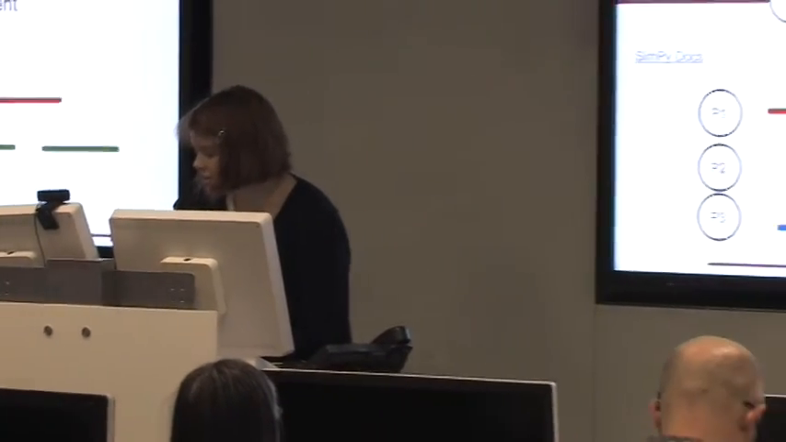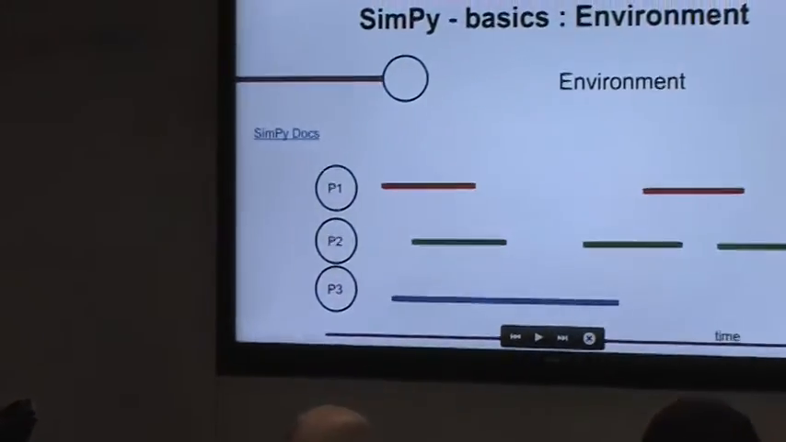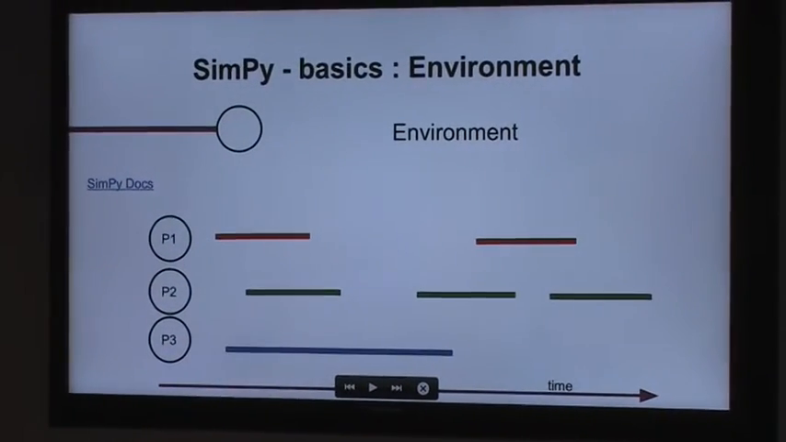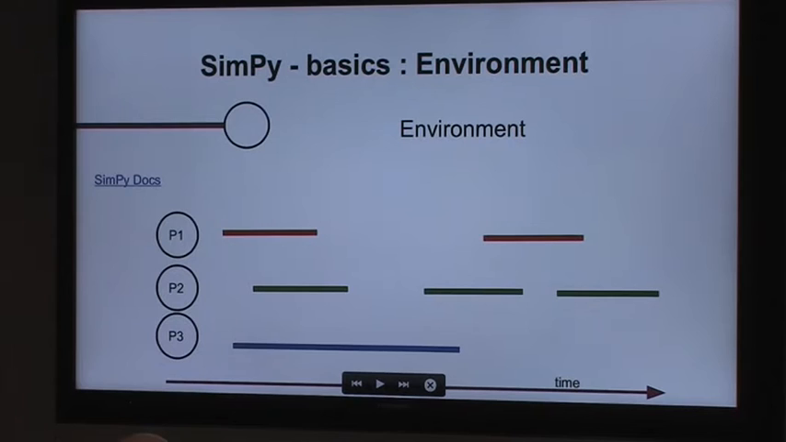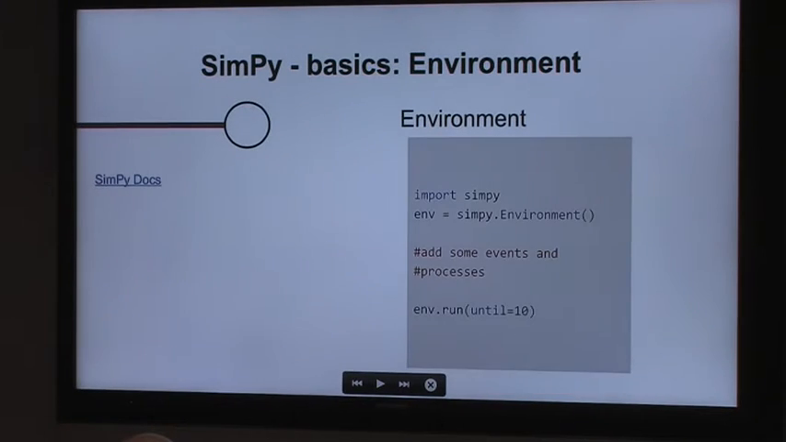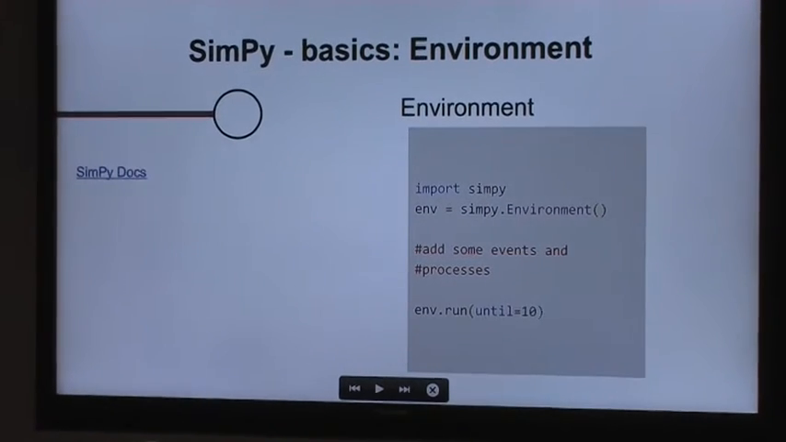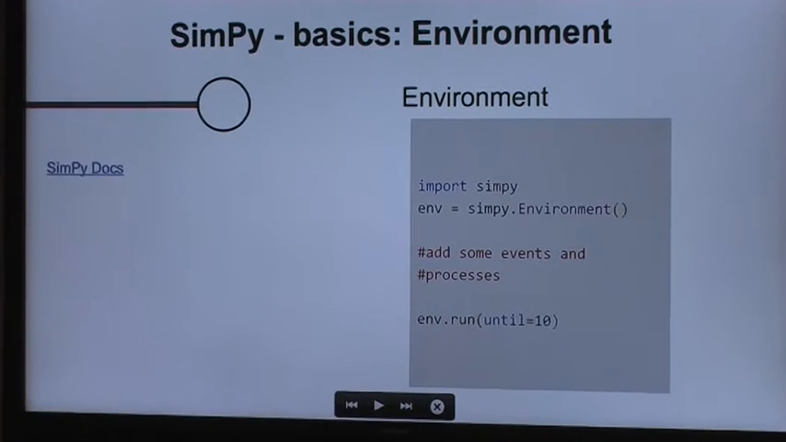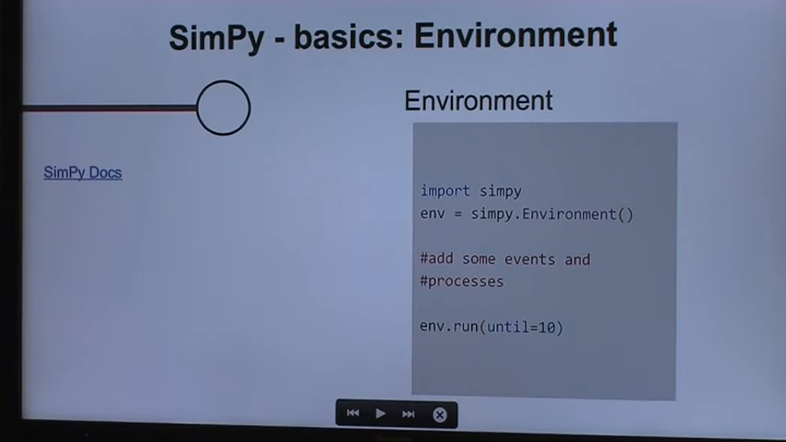So the environment is the command center of your simulation. The environment will take processes or agents that you want to simulate and then schedule and suspend them according to the logic that you code. So you simply create an environment by calling SimPy's environment constructor. Then you add some events and processes, and your sort of start button in this simulation is the run call, to which you can supply the optional keyword argument until, which basically specifies how many steps your simulation does before it stops.